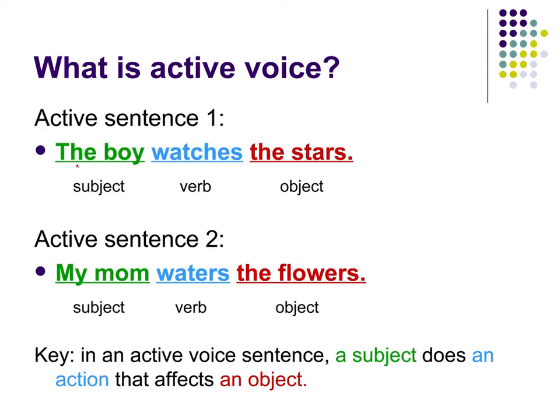The boy is the subject, the verb is watches, and the object is stars. Look at sentence number 2. My mom waters the flowers. My mom is the subject, waters is the verb, flowers is the object. In an active voice sentence, a subject does an action that affects an object.